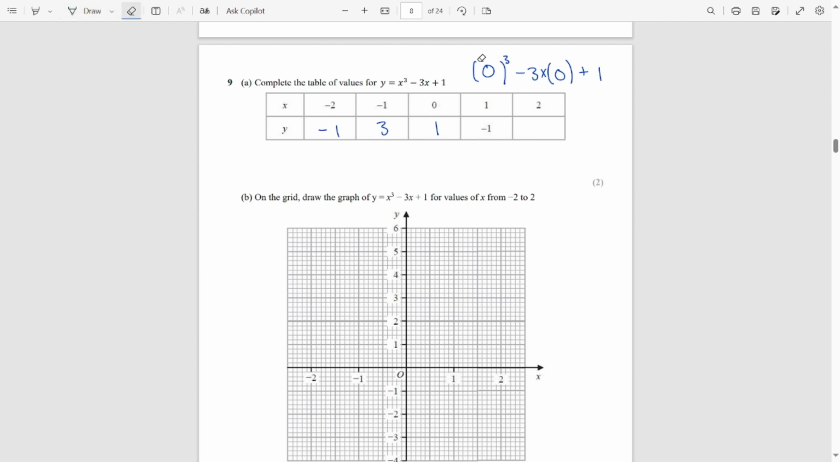And then lastly, inside these two brackets here, you are going to put 2, and then substituting 2 in everywhere, you get an answer of 3. Once you've done your table, it's time to draw your graph.